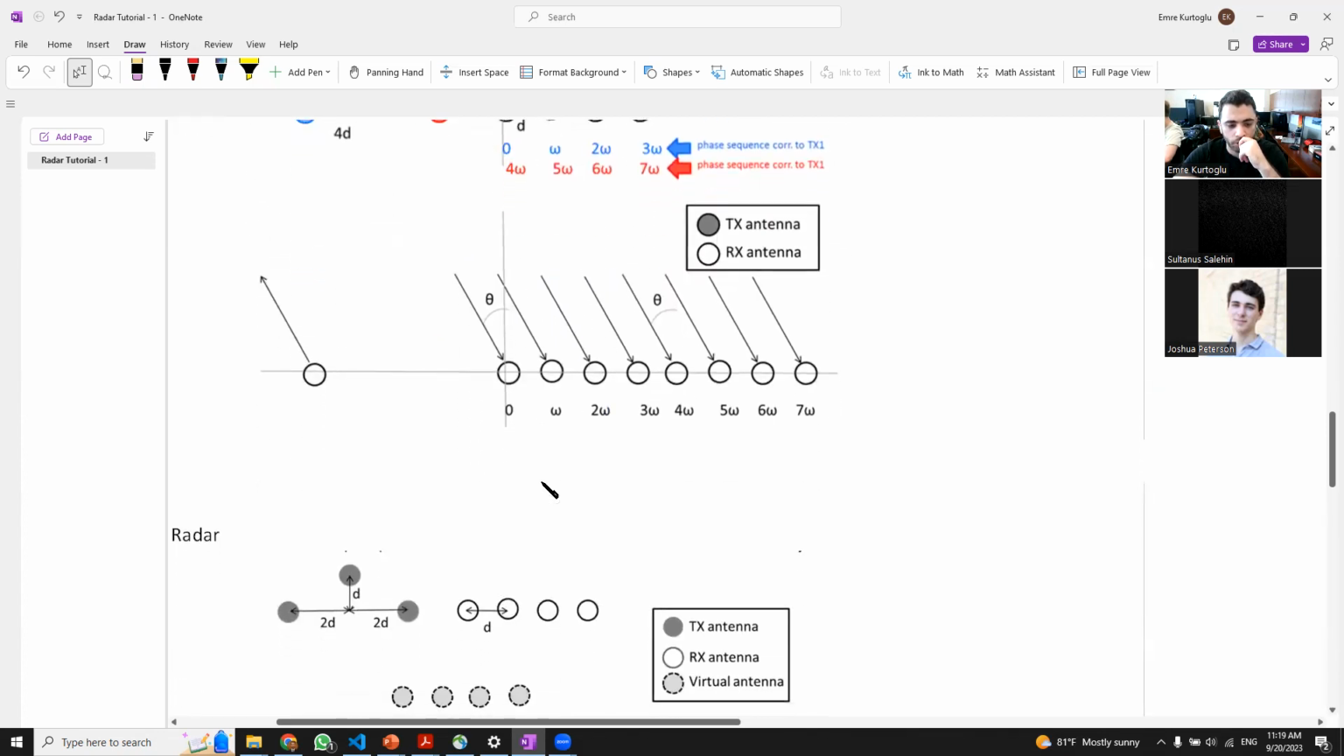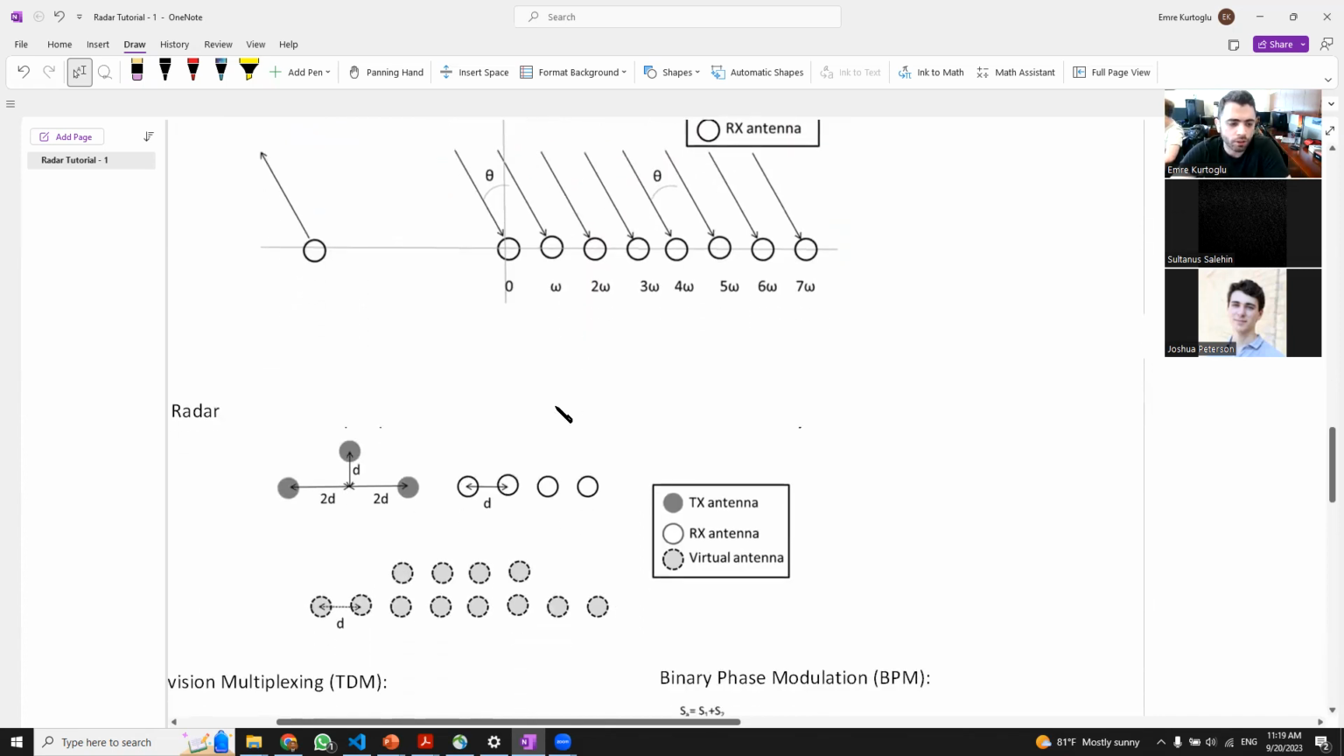Now, this is something that we can do, and for the other platform, we have three transmitting antennas and four receiving antennas. And again, we have 4D distance between these two elements. But we also have another antenna in the elevation part with D distance. Okay. So now in the elevation, we don't need 4D distance because there is only one channel in the elevation.